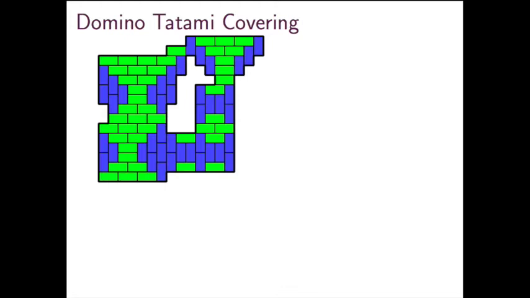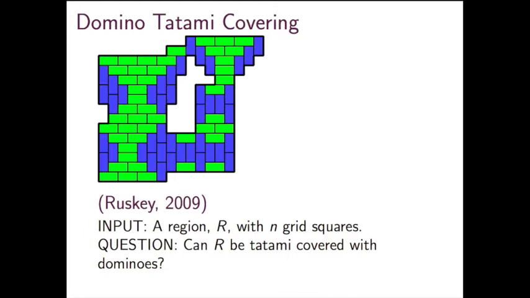And so in 2009, when we started working on this, Frank asked our research group, the obvious decision problem: given a region R with n grid squares, it doesn't need to be simple, it could have holes in it, can R be tatami covered with dominoes? And then of course the question is, is this NP-hard? I'm going to say NP-hard here because all of these problems are obviously in NP, so we're really just wondering whether any problem that I talk about in this talk is also hard.